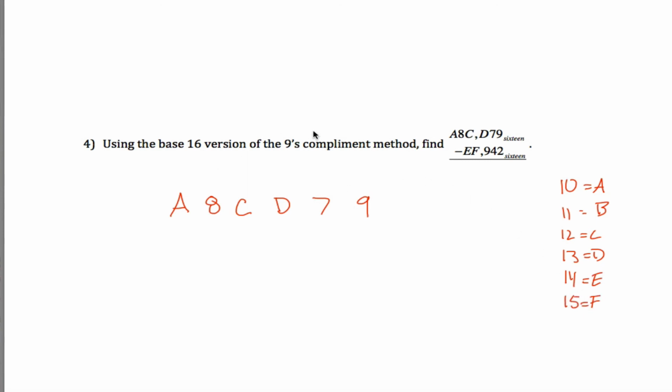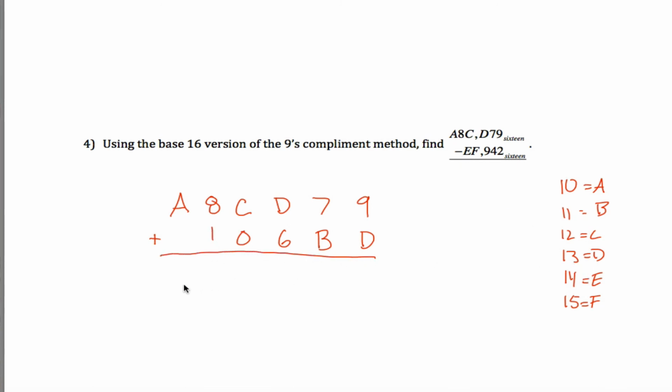If I was in base 10, it would be the 9's complement, but I'm not. I'm in base 16, so it would be the 15's complement. So to find the 15's complement, the 15's complement of 2 is 13, and 13 I write with the letter D. The 15's complement of 4 would be 11, and 11 I write with the letter B. The 15's complement of 9 would be 6. The 15's complement of F, well, F is 15, so the 15's complement would just be 0. And the 15's complement of E, E is 14, so the complement is just 1.